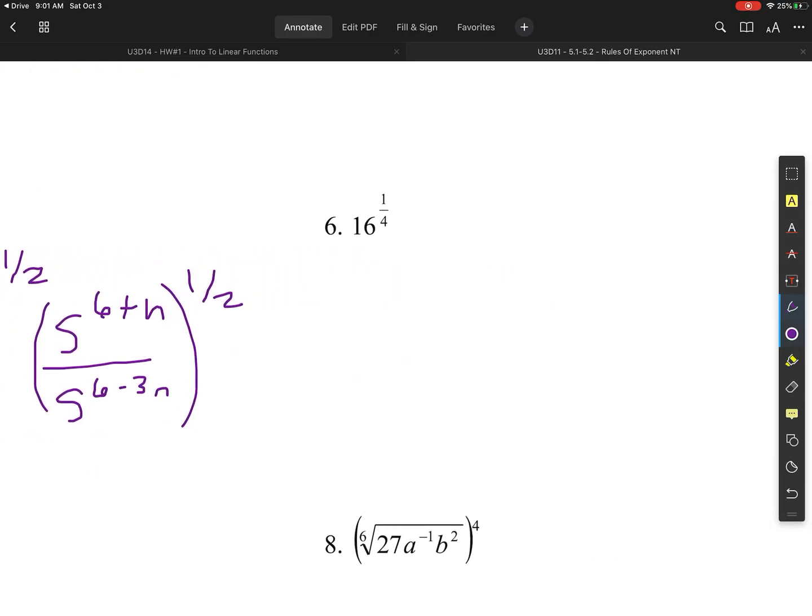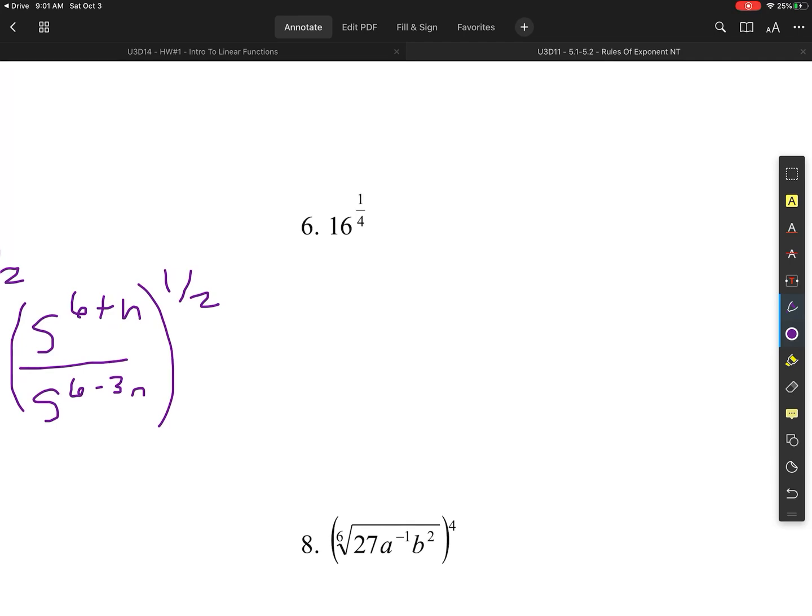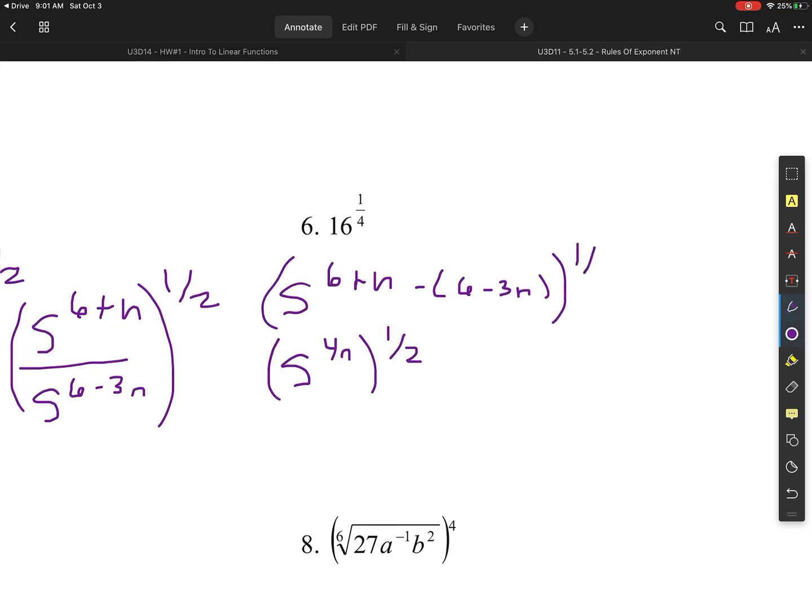All right, continuing on this idea, on the inside, I have bases of 5. I have division. With division, that means we subtract 6 plus n minus, in parentheses, 6 minus 3n, which is going to give me 5 to the 4n. Again, raised to the half. So now that I've broken down to one thing raised to the half power, I can distribute my exponent to give me 5 to the 2n.